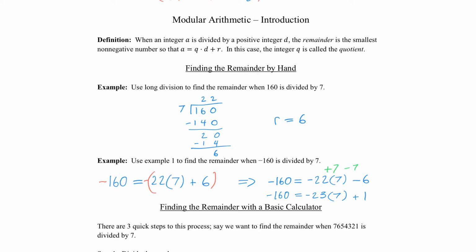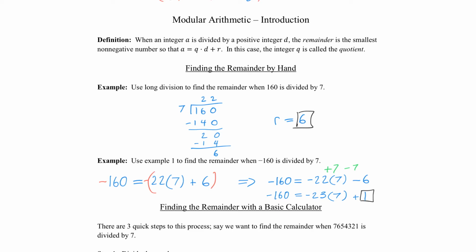So also notice that the answers of 1 and 6 add to 7, the mod that we got, which is what's going to happen when you take 160 and divide by 7, or -160 and divide by 7. And if you did this with different numbers, you would still have that property of these two remainders adding up to whatever the mod is, whatever we divided by.